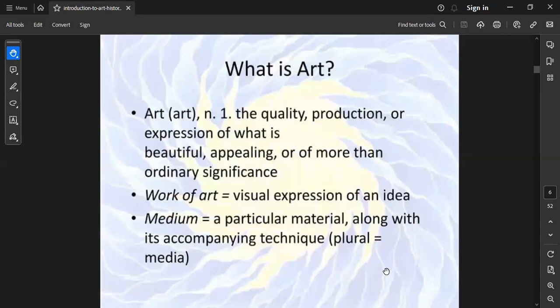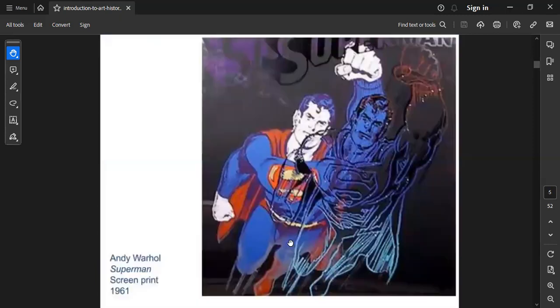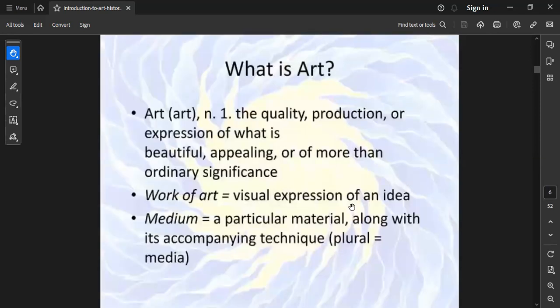Excuse me, sir. The previous painting you showed us, was it an example of pop art? You can say it is a mixed example of pop art, but we'll come to the classification later on. It is a mixed example of proper pop art and printing media. Okay, sir. So if you ask what is art, practically art has no definition.